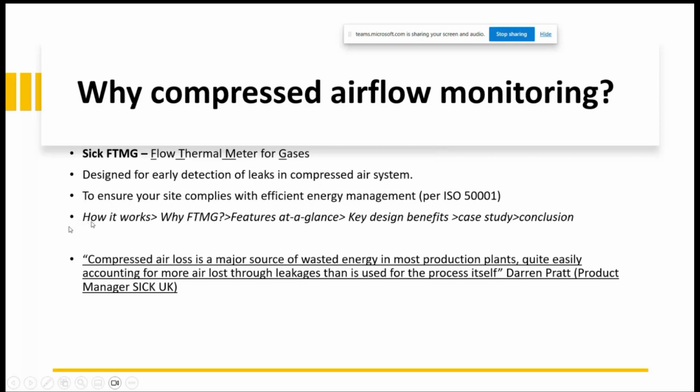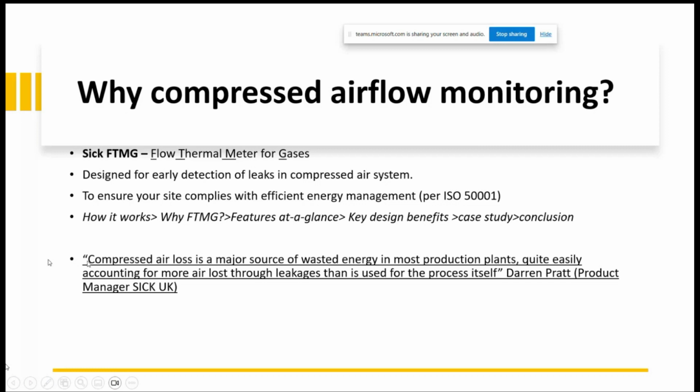So in essence, the bare bones of what I'm going to take you through today is how it works and why. We'll have a cross-sectional view of the features, some of the further key design benefits, some case studies, and conclusions. I just want to frame this in everyone's minds.